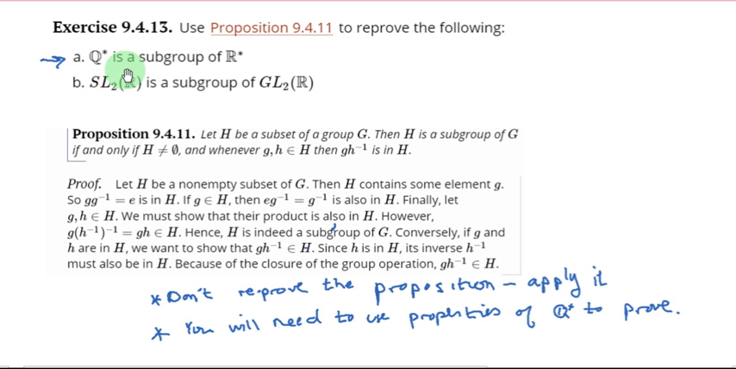Q star is a subgroup of R star. Now the star means multiplication, and R star we've already shown is a group. We just want to show that Q star is a subgroup. Now what is proposition 9.4.11?